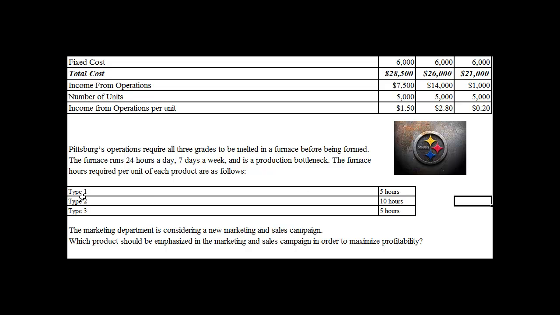So you can see our problem here. If each type of steel takes this many hours in the furnace, if you add them together, that's 20 hours if you were just to run one of each type. But we have a decision we need to tell our marketing department: if we're going to try to maximize our profit, which type of steel should we focus on selling? Because inevitably we can't get enough steel through the furnace if we focus on selling everything. There's just too much demand.